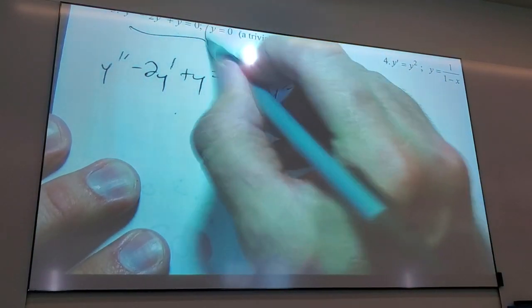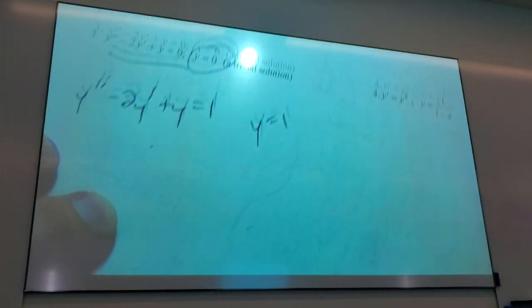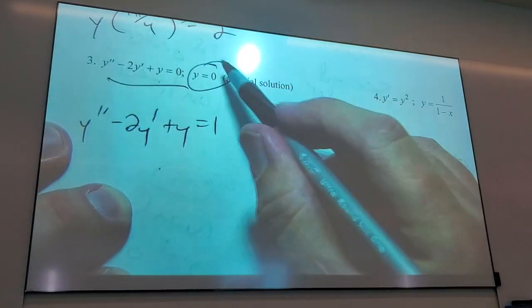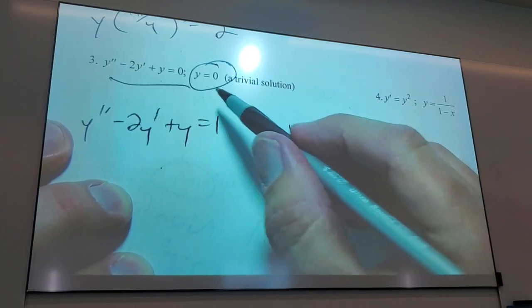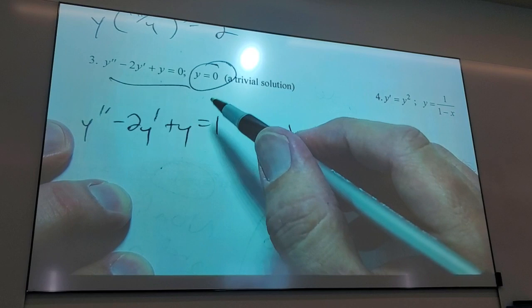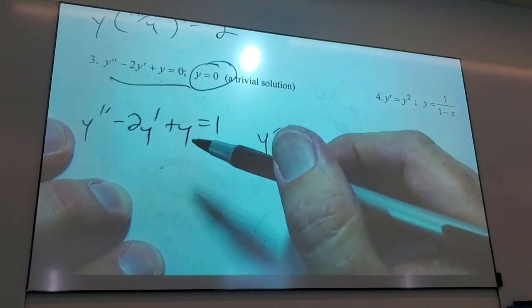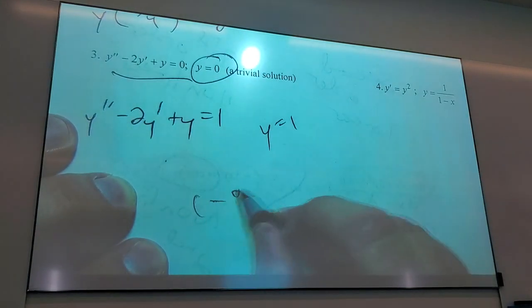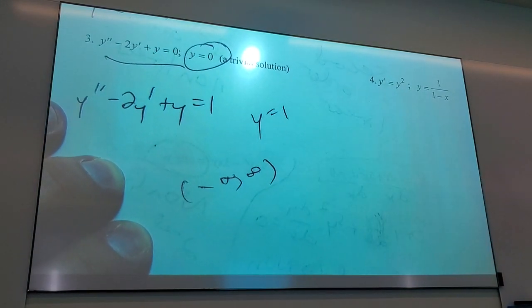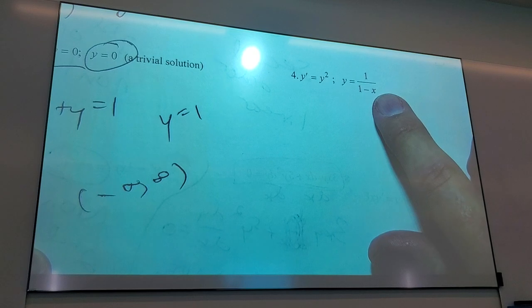Now this one's interesting because of the interval of definition. Does this have any issues anywhere? Y equals 0. No. X can be anything, right? I just need y to be 0. So the interval of definition again would be negative infinity to infinity.